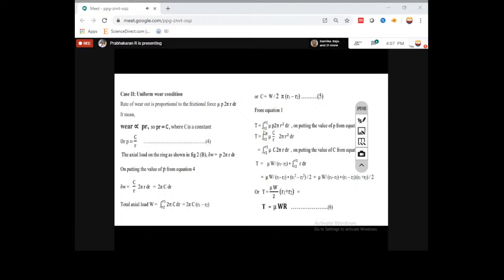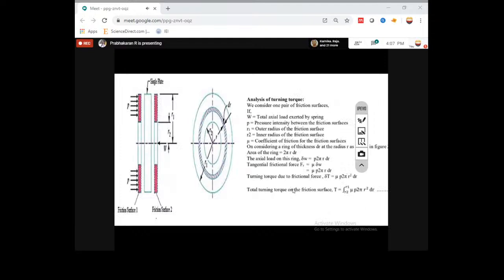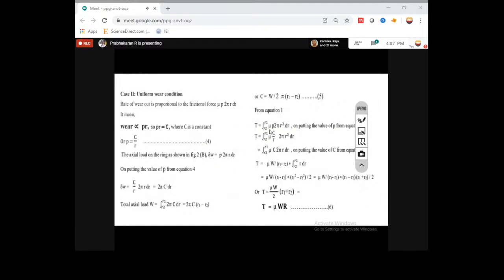So first we know the torque equation from here. In the torque equation, I'm going to substitute my pressure value, P equal to C by R. So R will be cancelled. Instead of C, I'm going to substitute the entire fifth equation. So finally, I will get one equation: mu W by (R1 minus R2), into R square by 2. Instead of R, I'm going to substitute R1 and R2: (R1 square minus R2 square) by 2.